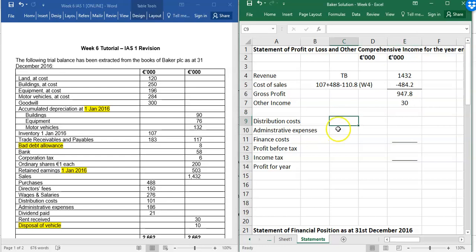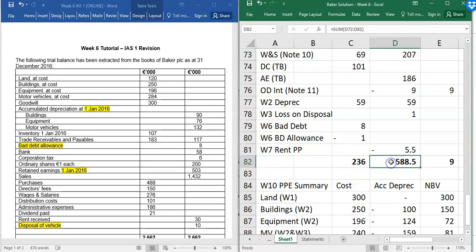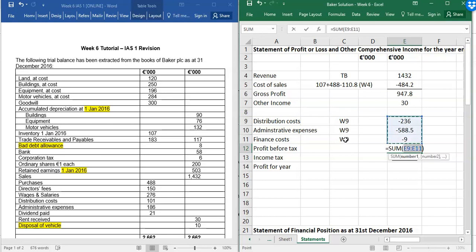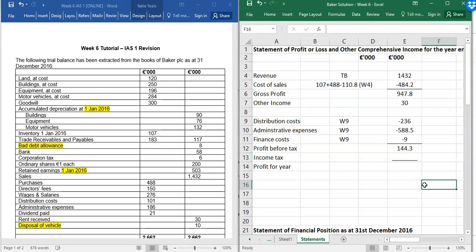Distribution costs, we have both of those done. So if we go back to our sheet 1, working 9, that's 236 and 588.5. So working 9 minus 236, working 9 minus 588.5. You can see here, nice and neat. The examiner can see where they're coming from. And then our finance costs are working 9 as well, minus 9. So you add all of them up, that will get you your profit before tax, which is 144.3. So if you do a good job on your workings, actually finishing the financial statements shouldn't take that long.